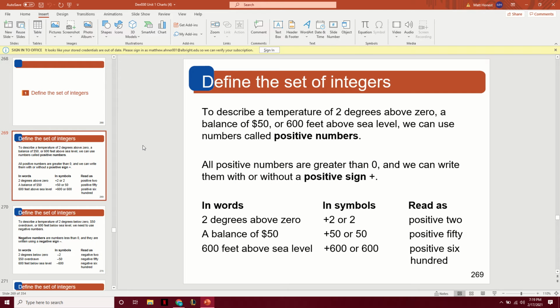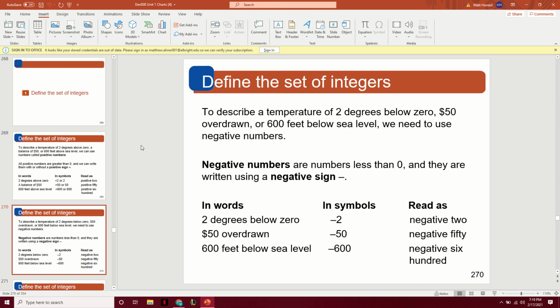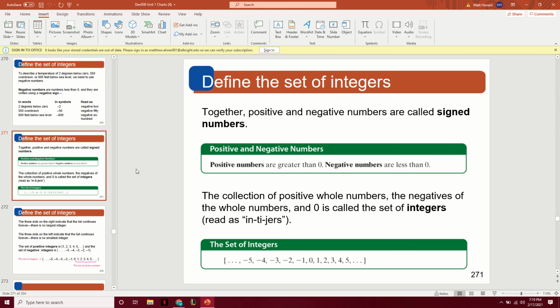So the first thing we'll do is define the set of integers. Remember, we got to talk about what all of our integers are. So for something like the temperature of 2 degrees above zero or 2 degrees below zero, or a bank balance of $50 or overdrawn of $50, those are positive and negative numbers. So positive numbers are things above zero, negative numbers are things that are below zero. Things like -2, -50, -600. Those are all negative numbers. They have a little minus in front of them. So if we have both the positive numbers and the negative numbers, we call that set the signed numbers or the integers.